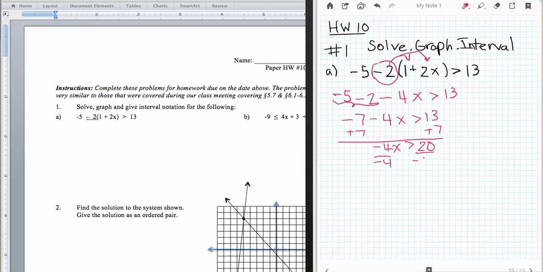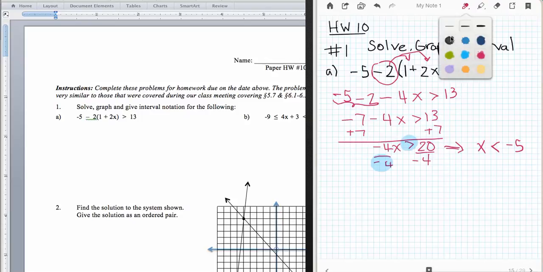And this, remember, is a big deal. This division by a -4 has to reverse the sense of the inequality. So this is going to make it look like x is less than -5.